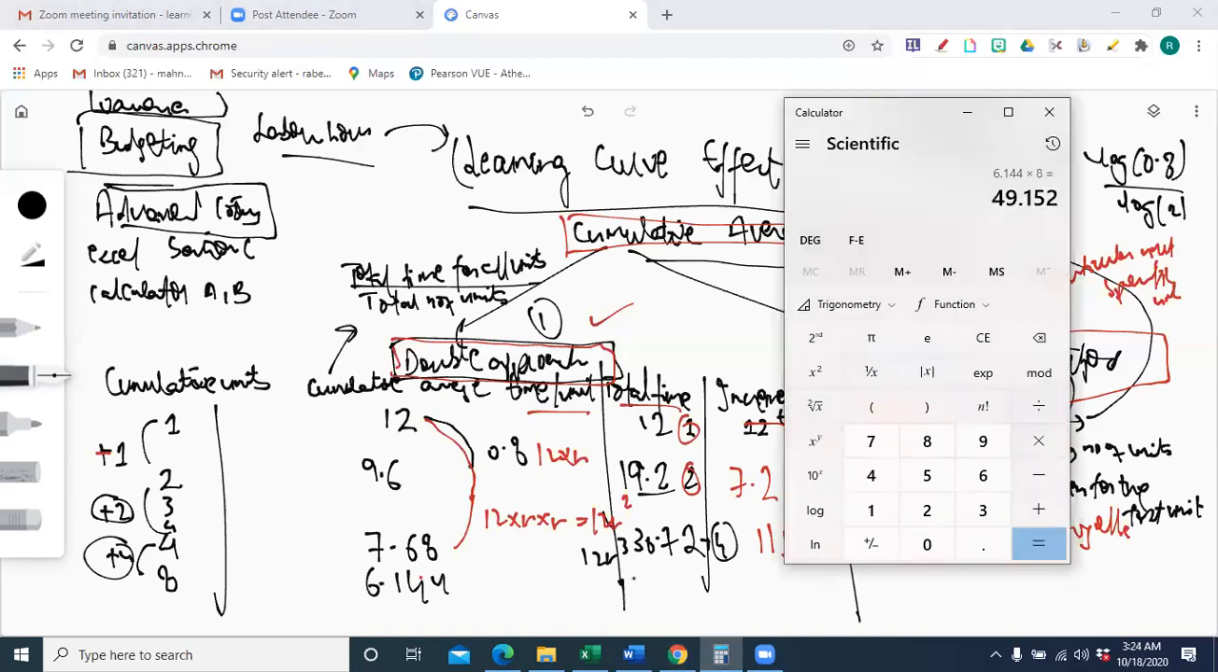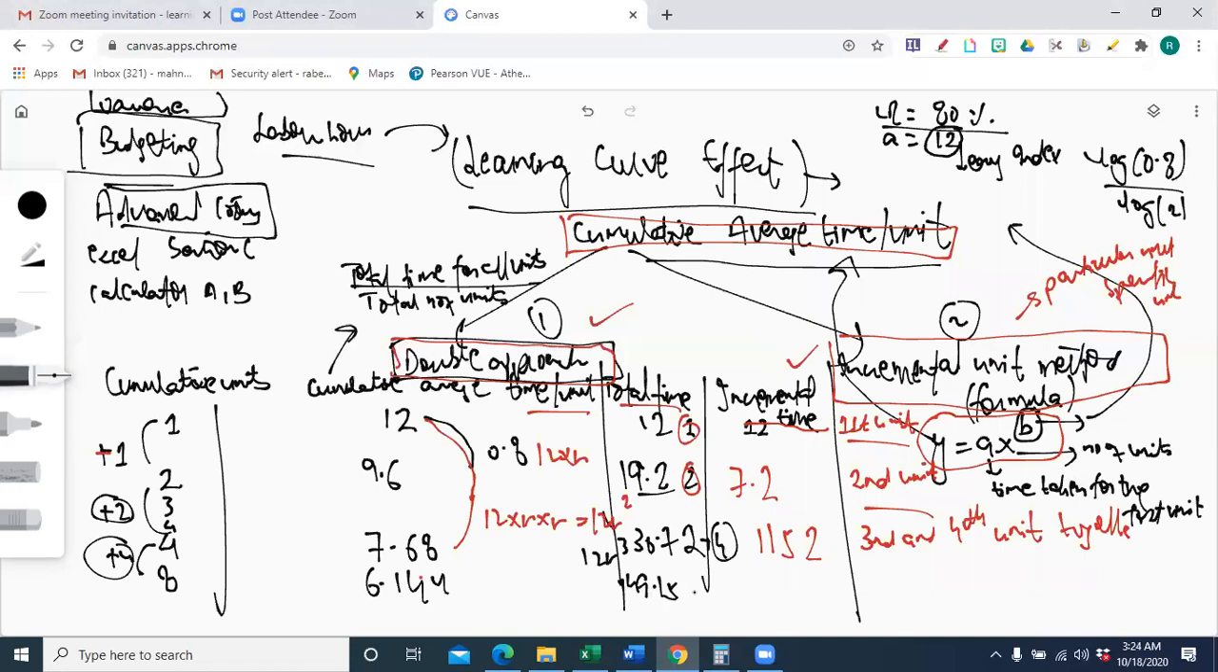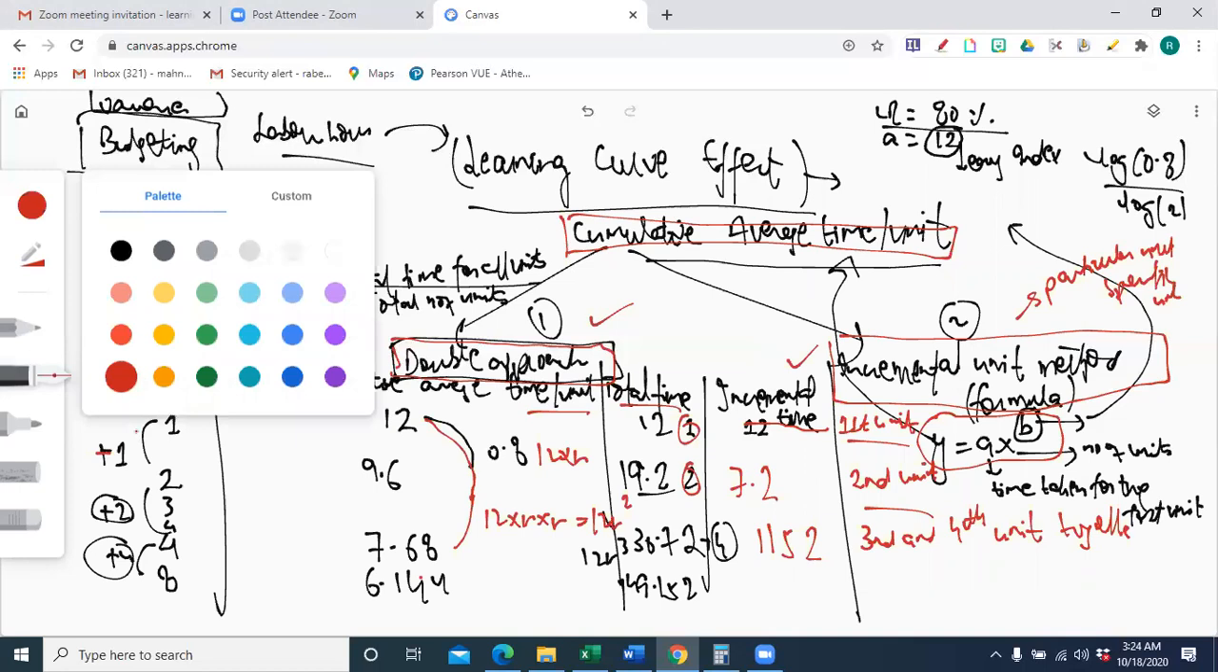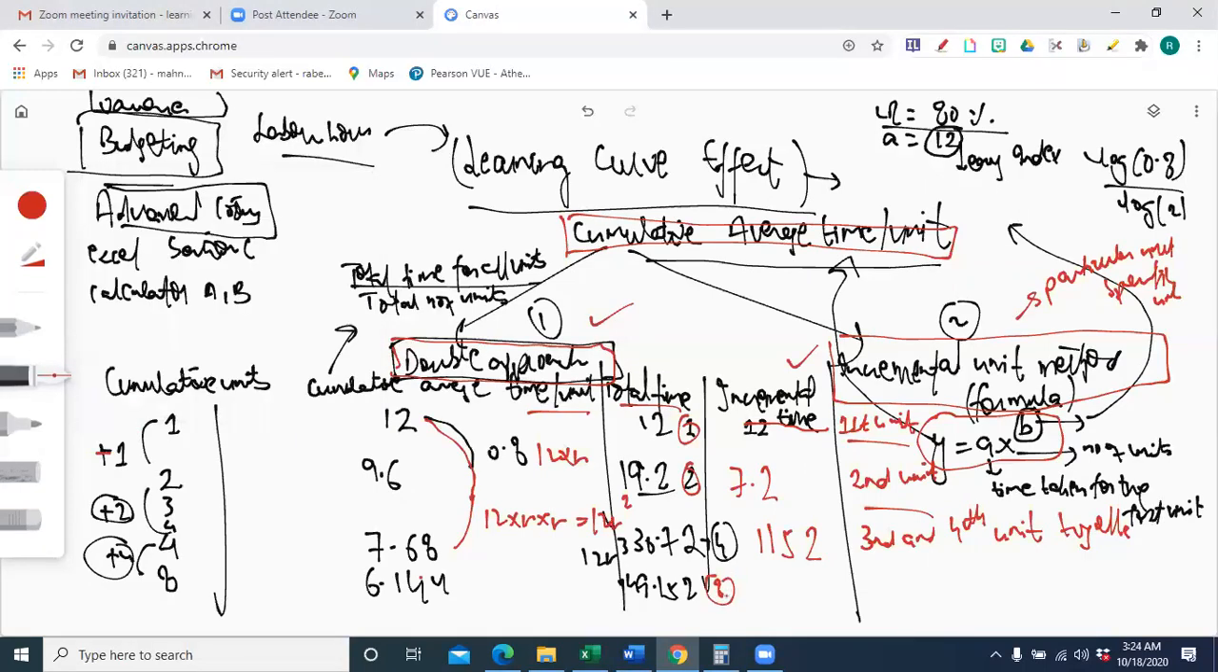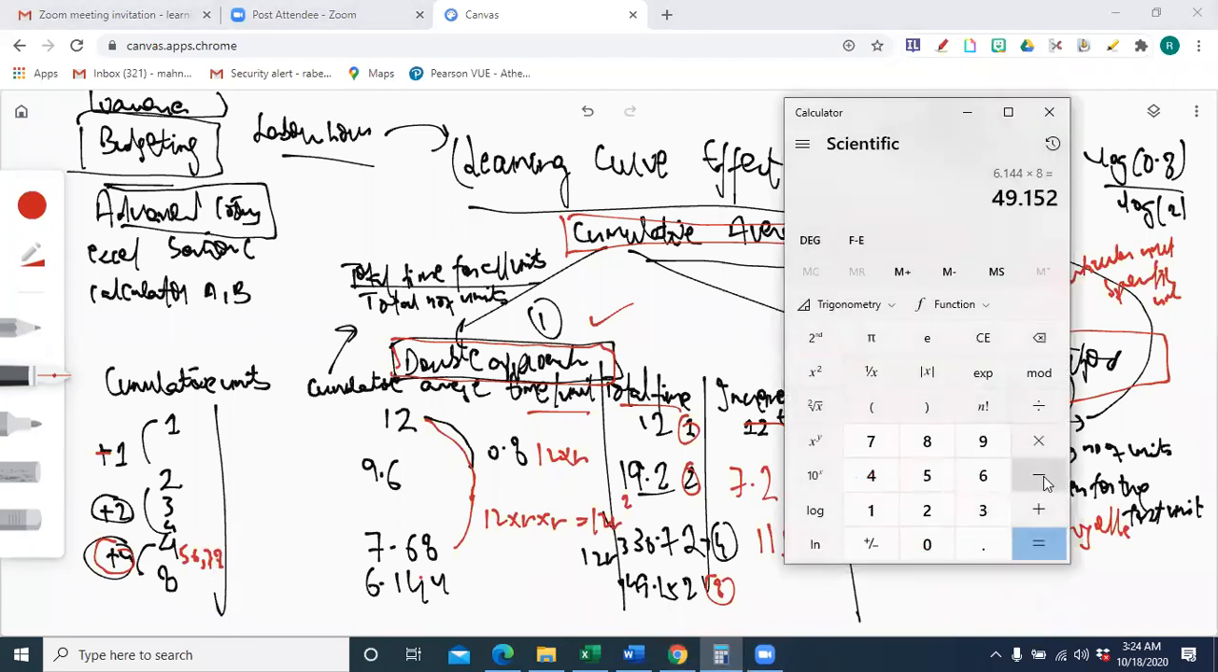Which is 49.152. Again, this is the time for the first 8 units. If I deduct the time for the first 4 units from the time for the first 8 units, I'm going to get the time for the additional 4 units, which is after 4, basically 5, 6, 7, and 8. So now just deduct 30.72 from 49.152.